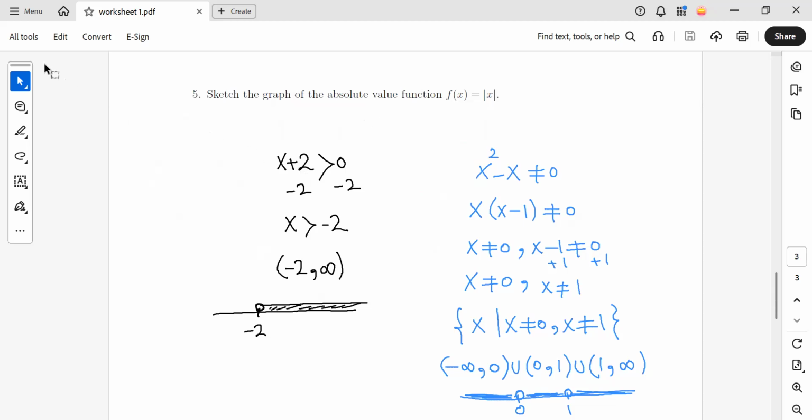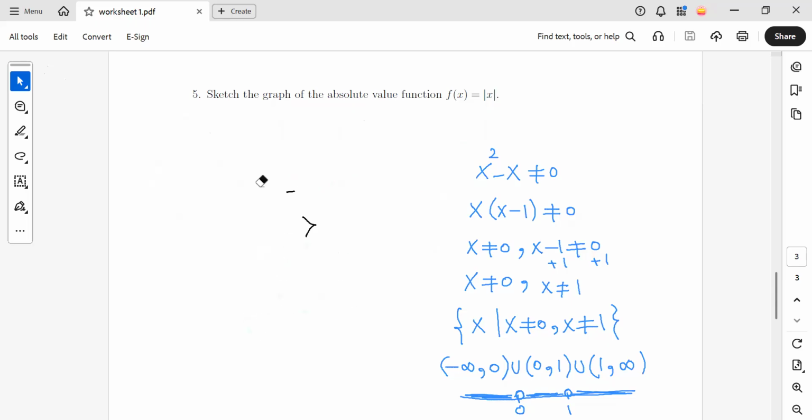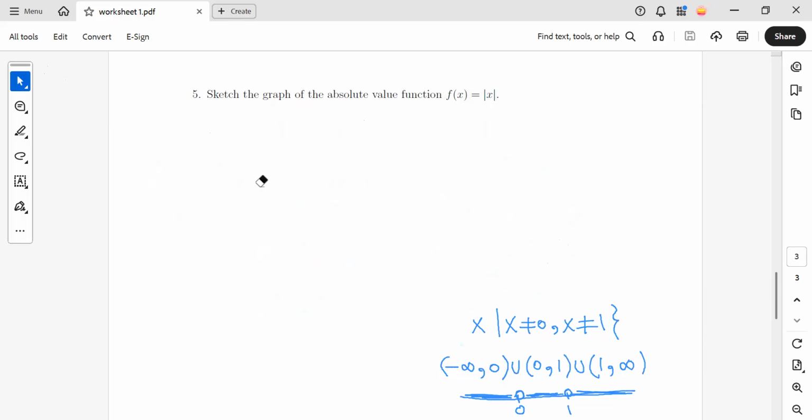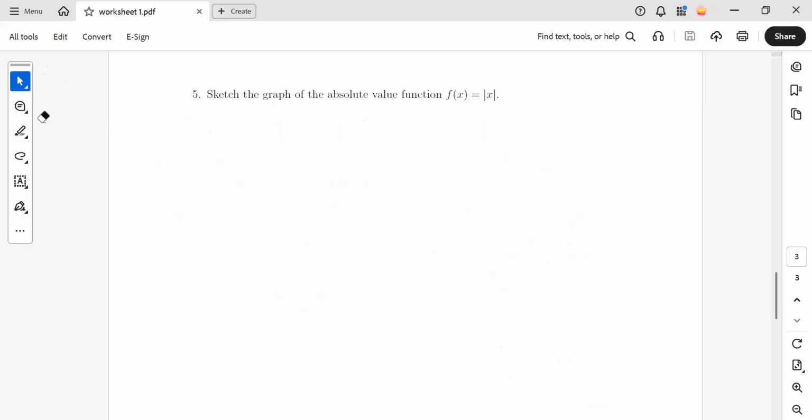Number 5 is about sketching the graph of absolute value function. So for this one, we have different answers or different solutions, because whenever x is positive, the answer is positive or the same as the input. But whenever it is negative, the answer is the opposite of the input. So I can rewrite these as two options.